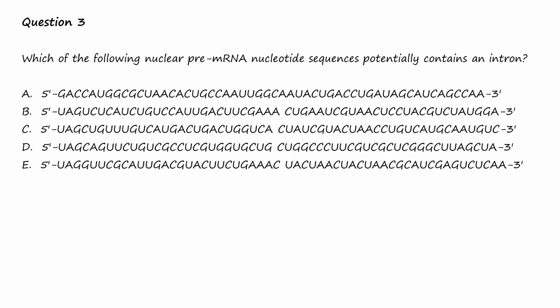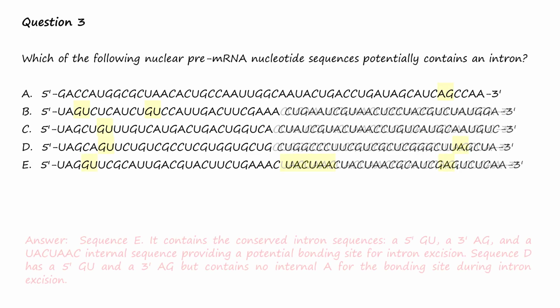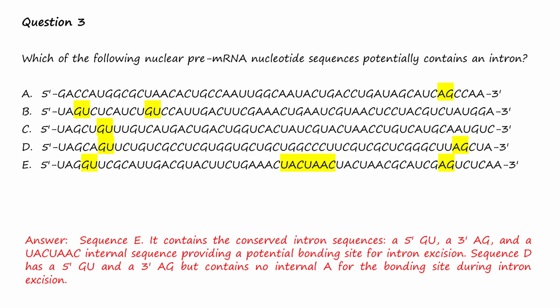Question 3. Which of the following nuclear pre-mRNA nucleotide sequences potentially contains an intron? Do pause the video while you read through the sequences. The answer is sequence E. It contains the conserved intron sequence, a 5' GU, a 3' AG, and a UAC-UAAC internal sequence, providing a potential bonding site for intron excision.